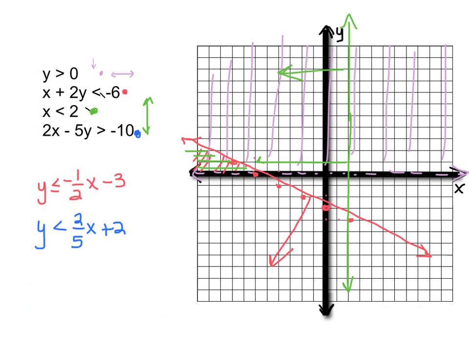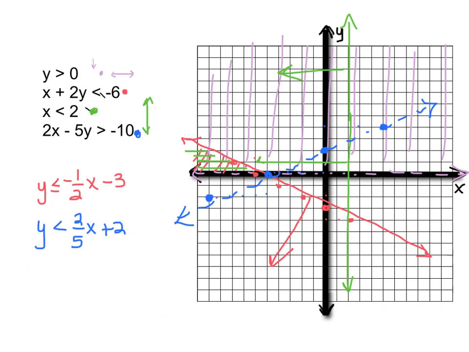So let's graph this. I'm going to go to 2. I'm going to go positive 2, positive 5. I'm going to go negative 2, negative 5. And this is going to be a dotted line. I want everything less than this line, which means I want everything underneath the line.